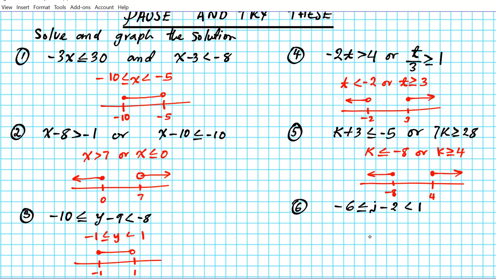And then the last one, this is another conjunction. It's a sandwich inequality, a 3-sided. We'll have -4 is less than or equal to j, and j is less than 3. Let's take a look at what the graph looks like. We're going to be sandwiched between -4 and 3 with -4 included. So this, ladies and gentlemen, is the answer to question number 6.